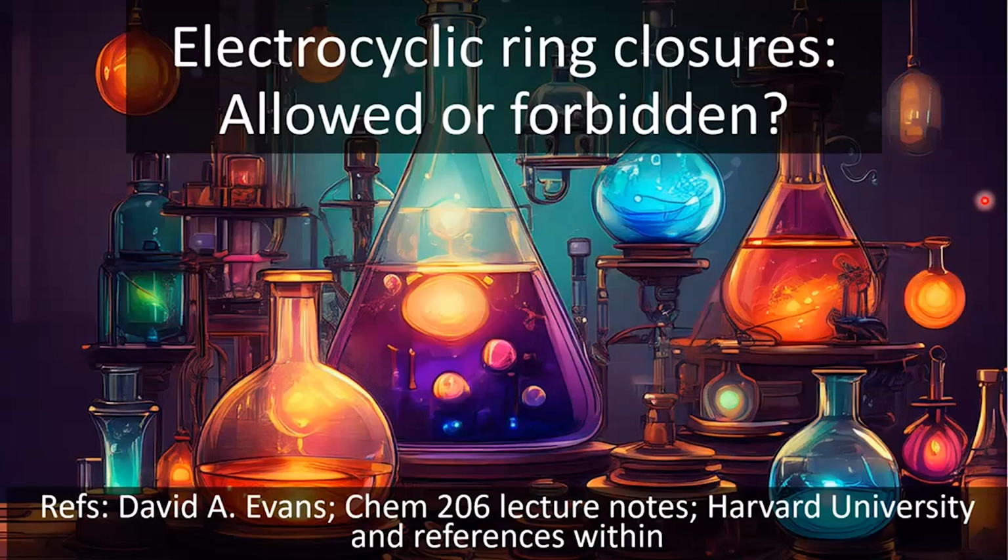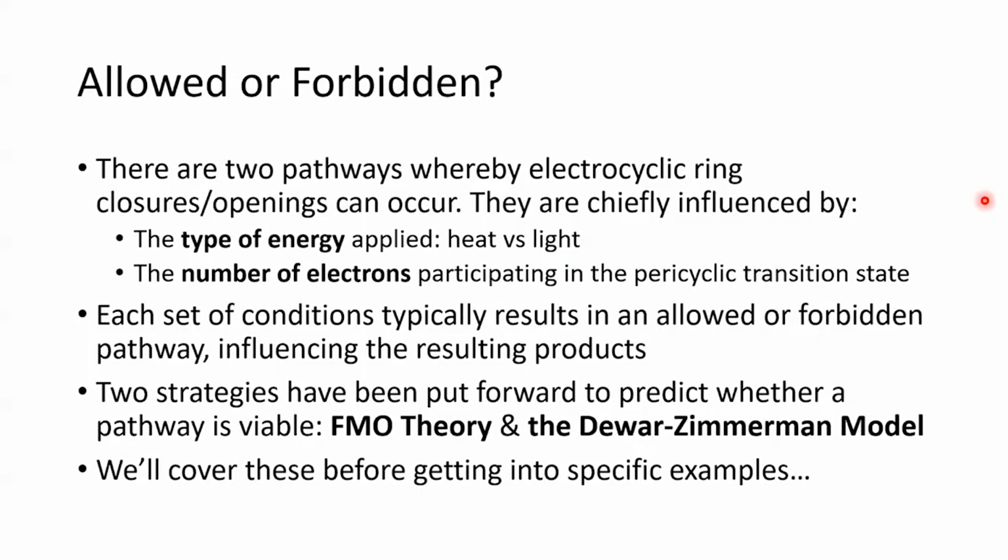Today we're going to talk about electrocyclic ring closures and whether or not they are allowed or forbidden. There are typically two pathways whereby electrocyclic ring closures or openings can occur. Chiefly these are influenced by the type of energy that you apply to trigger the reaction, so thermal energy versus photochemical energy or photons, while the other factor is the number of electrons that participate in the pericyclic transition state.